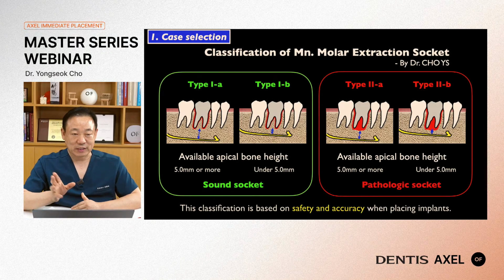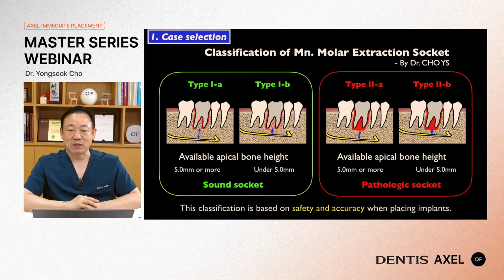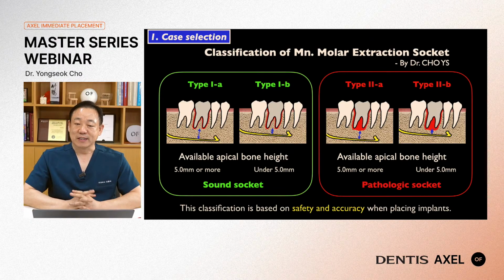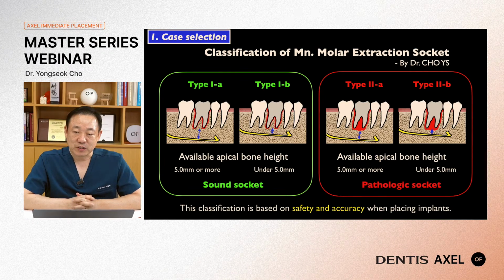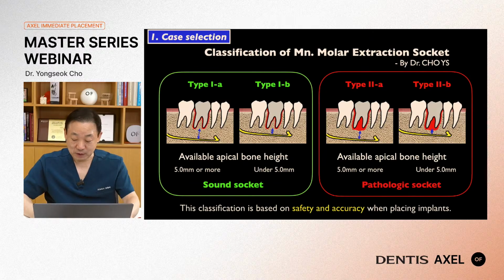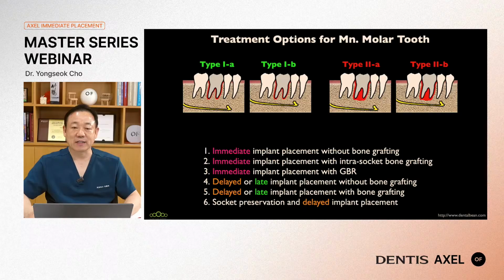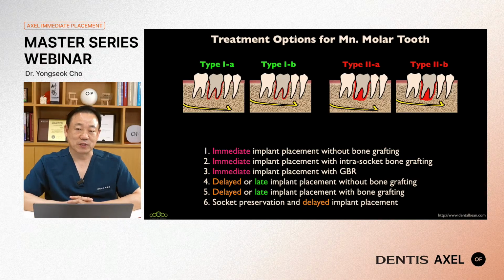So here we can see 4 types of extraction socket at mandibular molars. This classification is based on safety and accuracy when placing implants. Especially safety is the most important. Depending on the extraction socket, there are several treatment options.